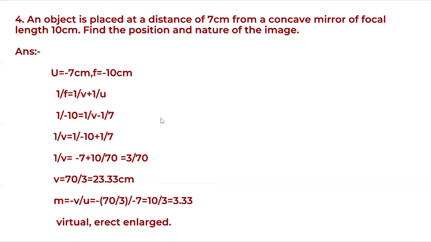So 1 by f is equal to 1 by v plus 1 by u. Substitute the values and rearrange it. You will get 1 by v to be 3 by 70, or v will be 70 by 3. So 23.33 centimeter. Again, you are asked to find the position and nature of the image. Magnification is minus v by u, so it will be minus 70 by 3 by 7. Then you get the magnification as plus 3.33.